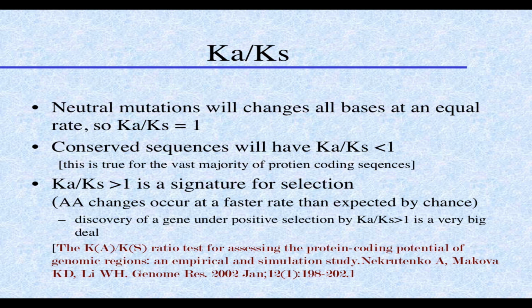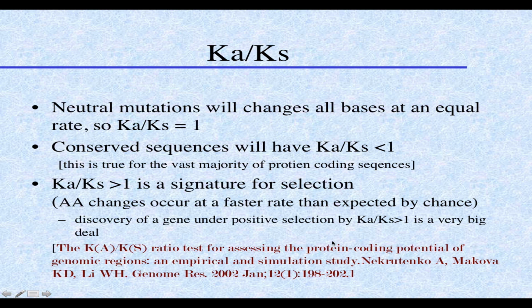A bacteria is under attack by an antibiotic. The antibiotic recognizes a particular enzyme. That enzyme needs to mutate in order to escape antibiotic pressure. That might be a positive selection for changed amino acids in the gene that codes for the target of the antibiotic. That's a scenario that makes sense. So the Ka-Ks ratio tests for the signature of selection.